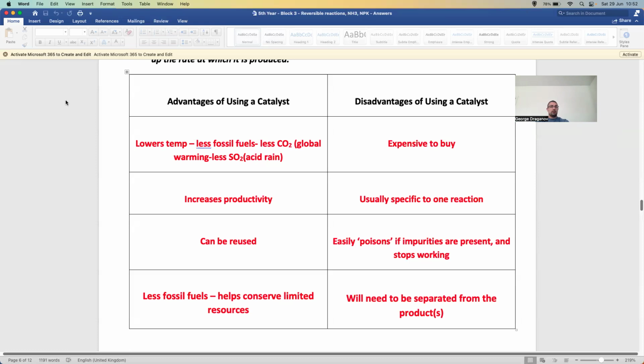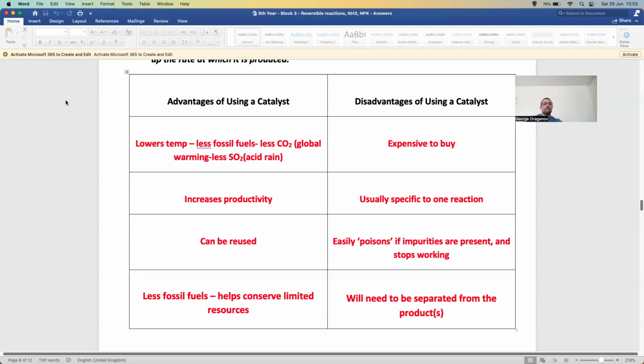The disadvantage is the catalysts can be expensive. They're specific to their reactions. They don't work on all reactions. They can get poisoned, which means impurities can block their active sites and stop them working. And to actually get your catalyst out, you'll need to find a way to separate it and filter it out at the end.